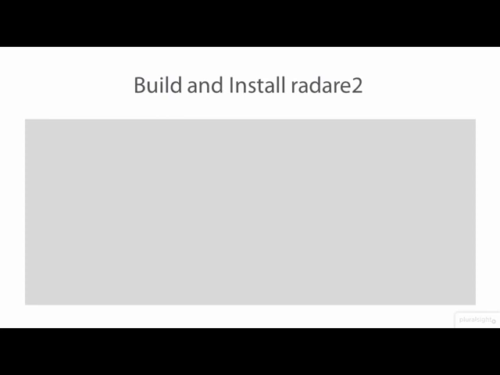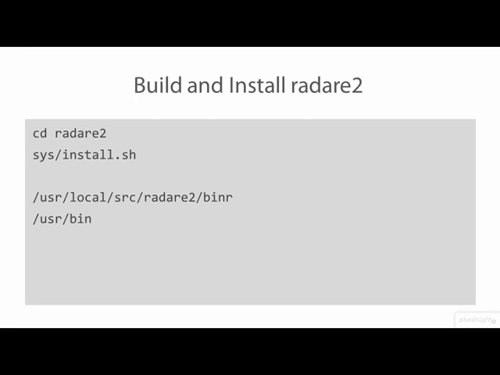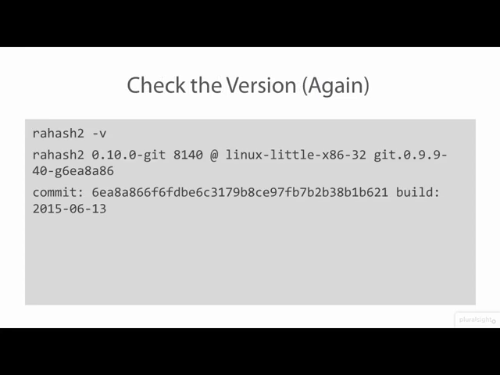Next, build Radare2 using the following commands. The build will take a little while depending on the speed of your computer and internet connection. The Radare2 executable files will each be stored in separate subdirectories under /usr/local/src/radare2/binr, and symbolic links to these executable files are placed in /usr/bin. After the build is completed, run the version command again and verify that rahash2 is now the latest version.